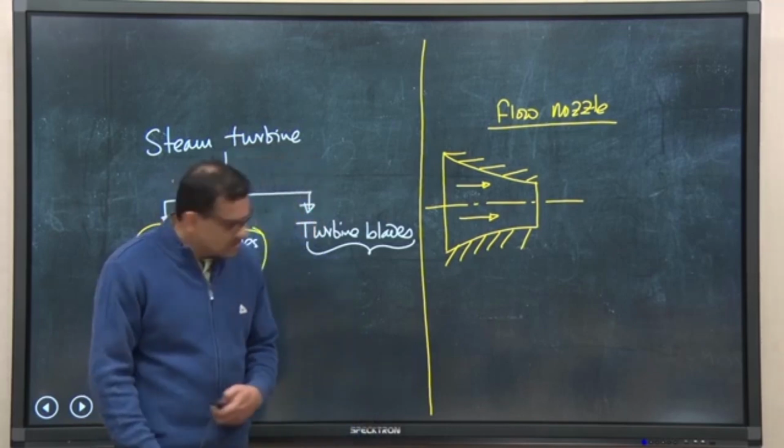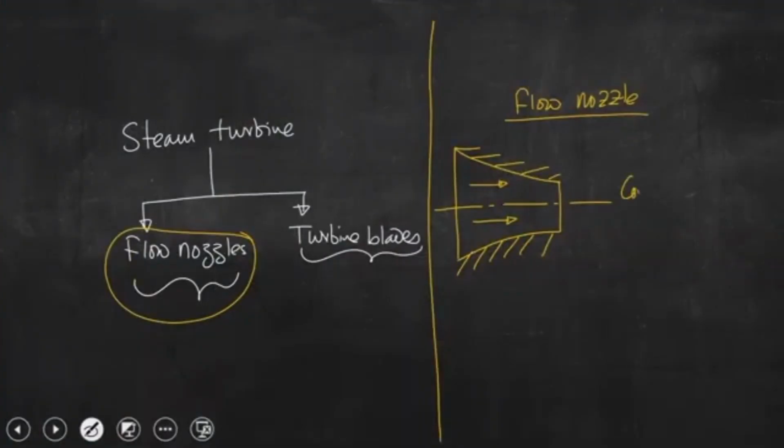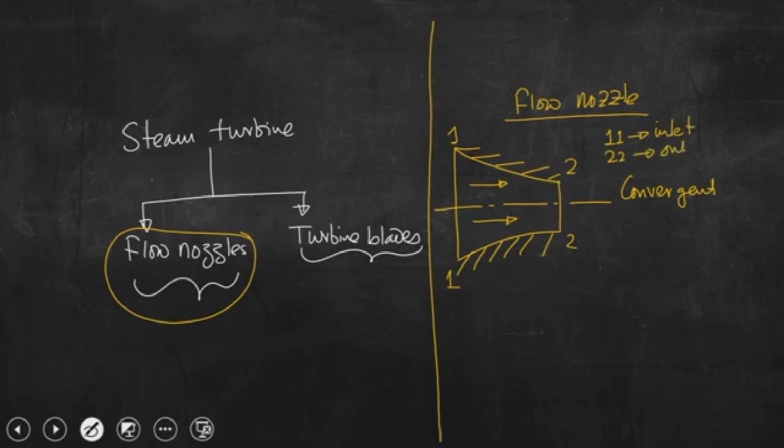So, these are the flow nozzles. This is convergent type. This is 2, this is 1. So, 1 is the inlet, 2 is the outlet. There are 2 sections. Now, we may similarly have a divergent type.